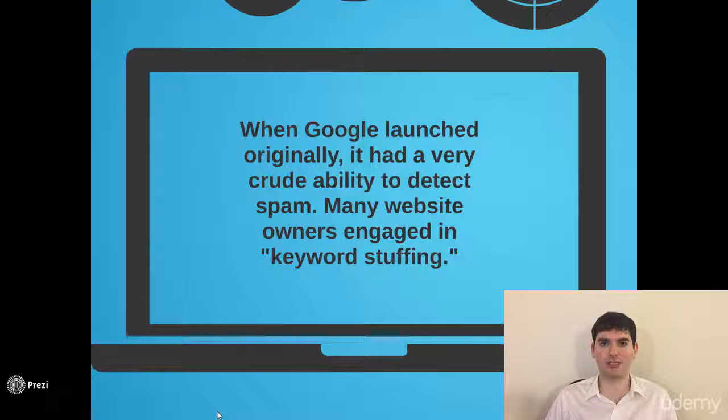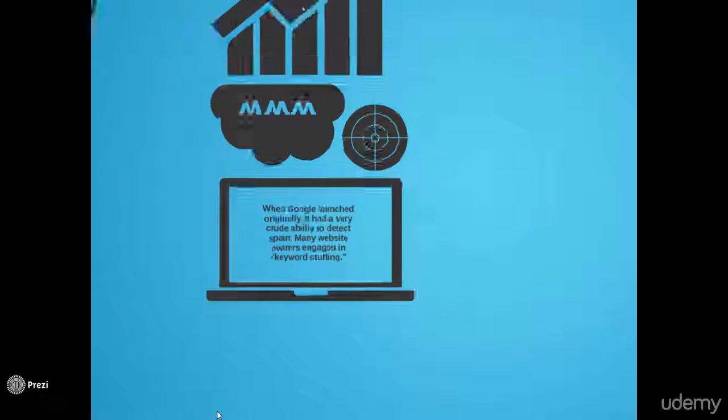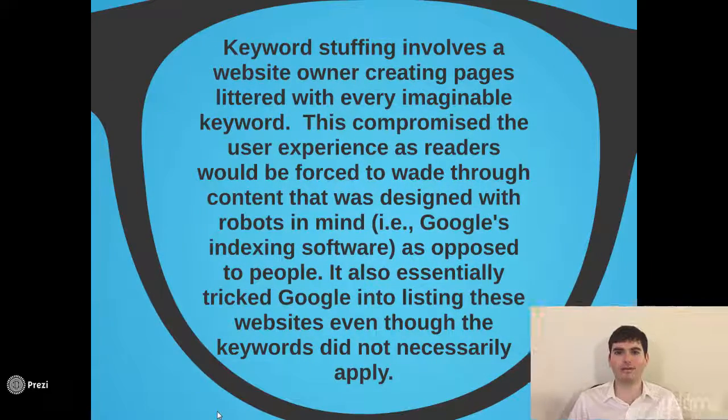When Google initially launched, it had a very crude ability to detect spam, so many SEO practitioners engaged in a practice known as keyword stuffing. Keyword stuffing is a bad practice, and it gave SEO practitioners a bad name. It essentially involves littering as many of your chosen keywords as possible into a single page or multiple pages on your website. This compromised the user experience, as these web pages were designed primarily with robots in mind as opposed to human readers.